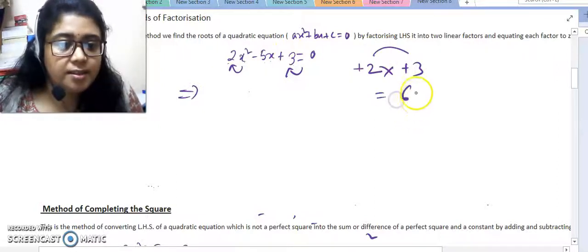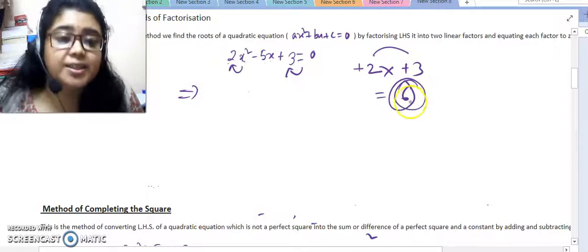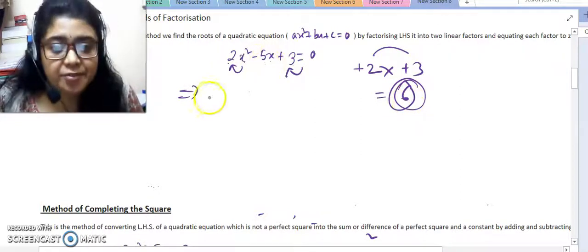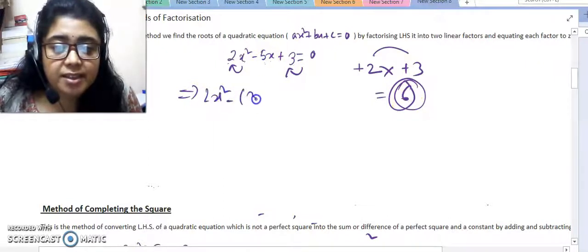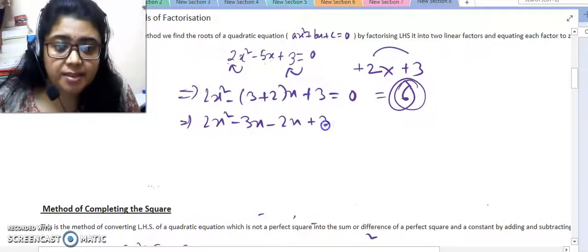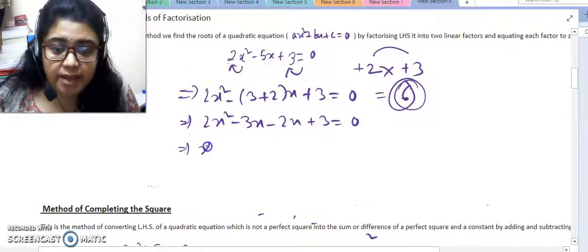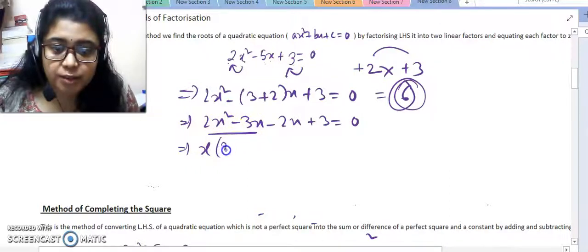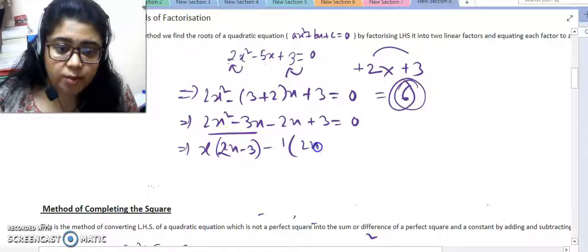Now, 6. So now 6, you just expand this 6 as factors by which you will get 5. How can you get it, friends? 3 plus 2 into x plus 3 is equal to 0. Okay. Now 2x² minus 3x minus 2x plus 3 is equal to 0. You just take x common, 2x² minus 3x from 2x² minus 3 is there. Here just 1 common, 2x minus 3.